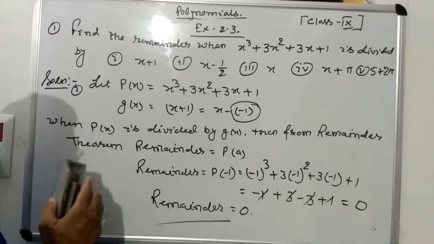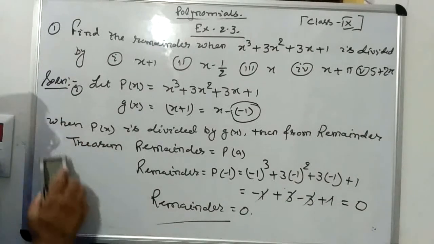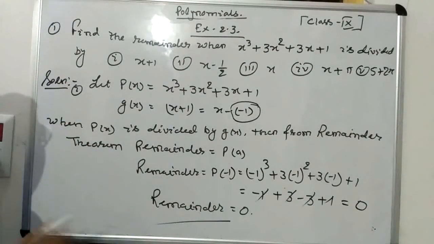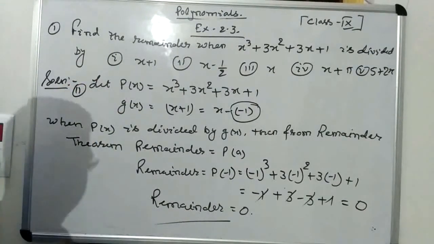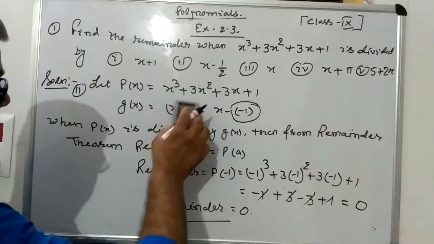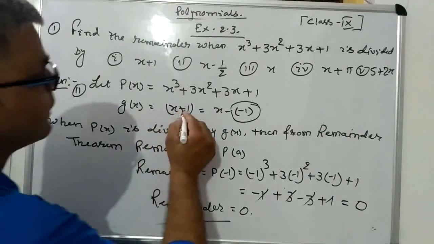Let's solve the second question also. In second question, what you have to do? In second question also, just you have to make a slight change. Your g(x) will be equal to x minus 1 by 2.